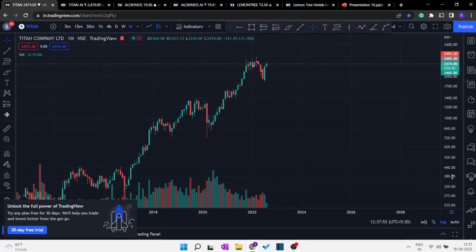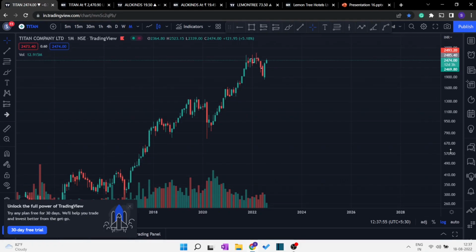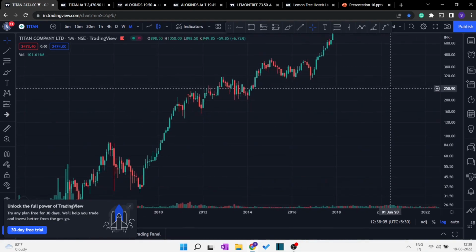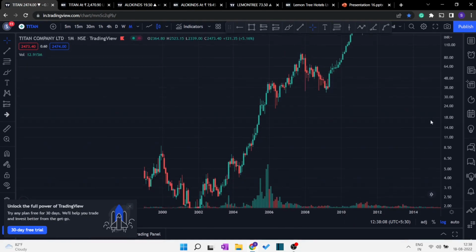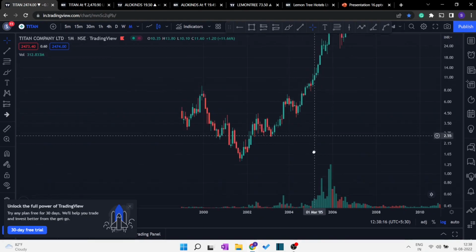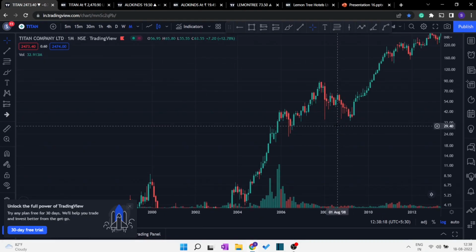So now we will see two companies. One is a penny stock and one is a well developed stock, which was a penny stock at one time. So the first we'll discuss is Titan. If we go back to the 2000s, Titan was trading at 3 rupee, 6 rupee, 1 rupee, and even some days below 1.7 rupee, 1.6 rupee, and today it's worth 2000 in 2022.